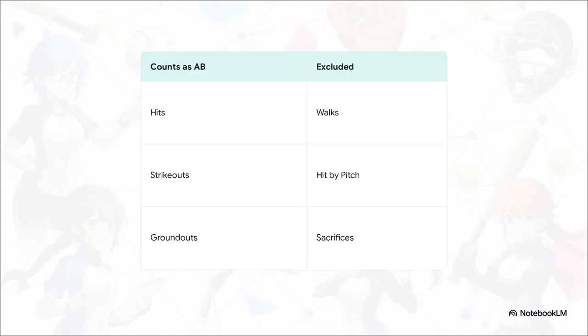Just take a look at the breakdown here of what counts versus what gets tossed out. Hits, strikeouts, and groundouts? Yep, those are official at-bats. But baseball rewards unselfish play and recognizes things outside of the batter's control. That is why things like walks, getting hit by a pitch, sacrifice bunts, and sacrifice flies are totally excluded from your at-bat total. I mean, if a pitcher walks you, that's not your fault, right? So you shouldn't be penalized for it. And if you sacrifice your own turn just to move a runner forward, the game certainly doesn't punish your batting average for doing your job.